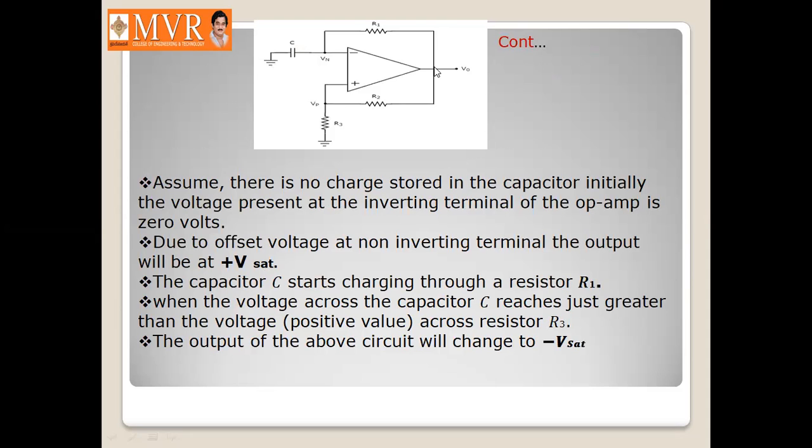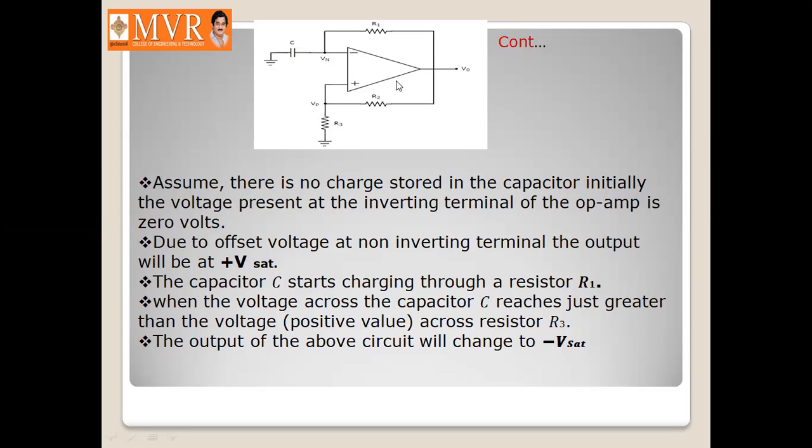Then this plus Vsat is going to be applied as the input to the inverting terminal of the op amp through a capacitor. So now the plus Vsat is going to charge this capacitor. The capacitor is going to charge to the value of plus Vsat. As we know that Vp and Vn must be at the same potential, the capacitor is going to charge through this resistor R1.